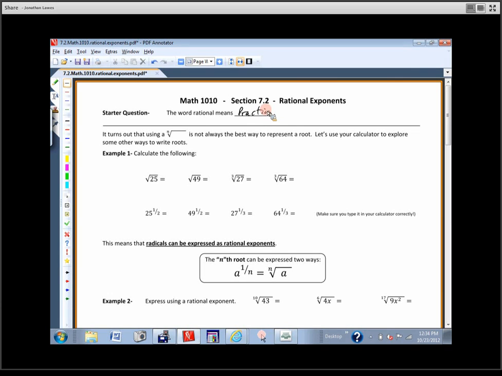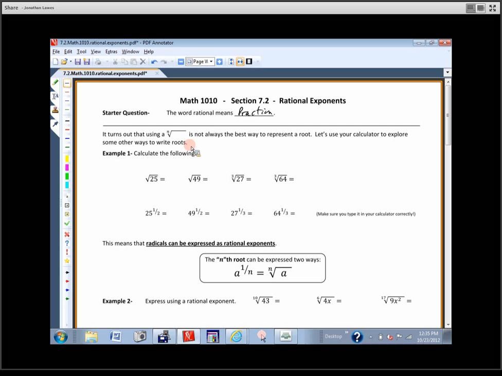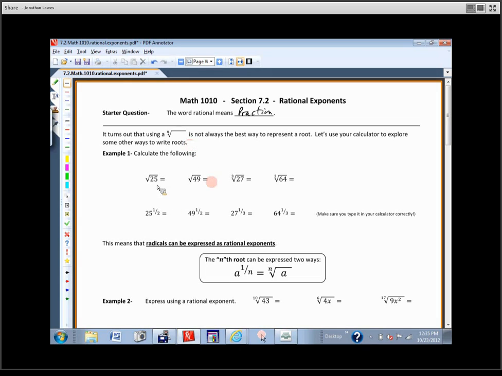So it turns out that writing radicals is not always the best way to represent a root, a radical expression. So we're going to be able to use our calculator just a little bit in order to find square roots and cube roots and fourth roots and so forth. But if you look at your calculator, you probably don't have a fourth root button or a 17th root button or something like that. But we can still have the calculator figure those things out. Okay? So if we've got square roots, those are pretty easy. Now we know what the answer is to each of these.